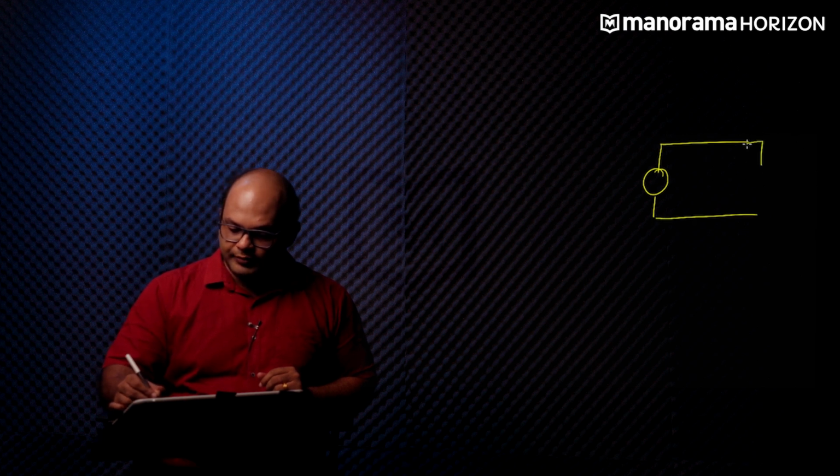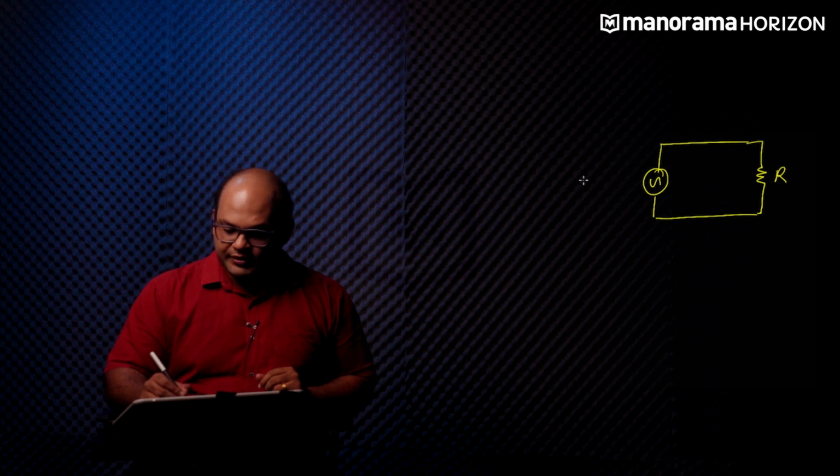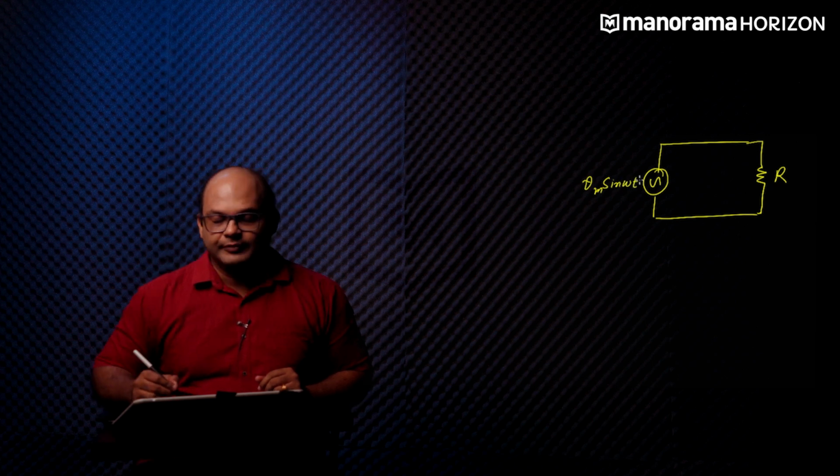with a source and a load in the form of a resistor. And we have an AC source here. So this AC source is giving us an AC signal that is equal to Vm sine omega t.